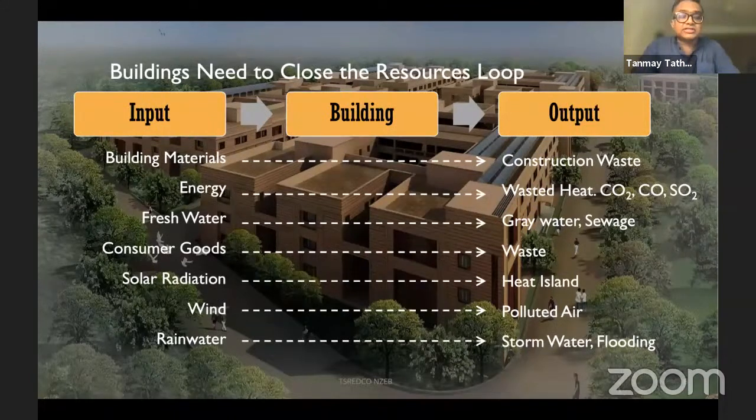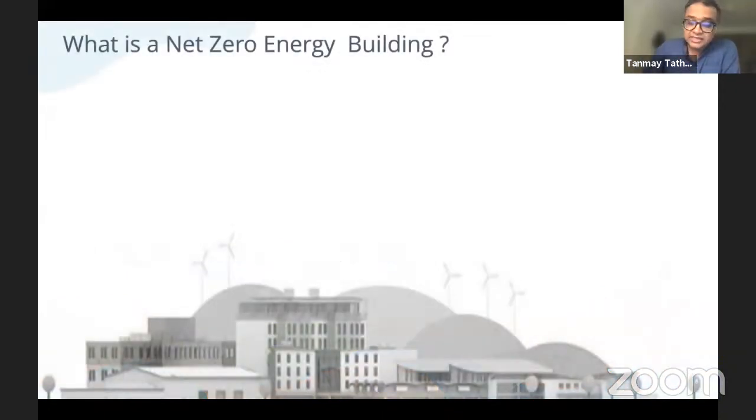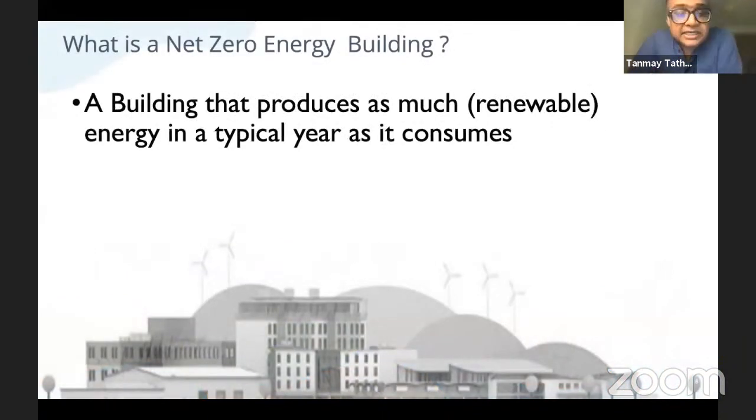So that's the concept of reducing the environmental impact of construction, buildings, our cities, our homes and offices that we're talking about. So how do you design these net zero energy buildings? As I explained, a definition: a net zero energy building is the one that produces as much renewable energy in a typical year as it consumes.